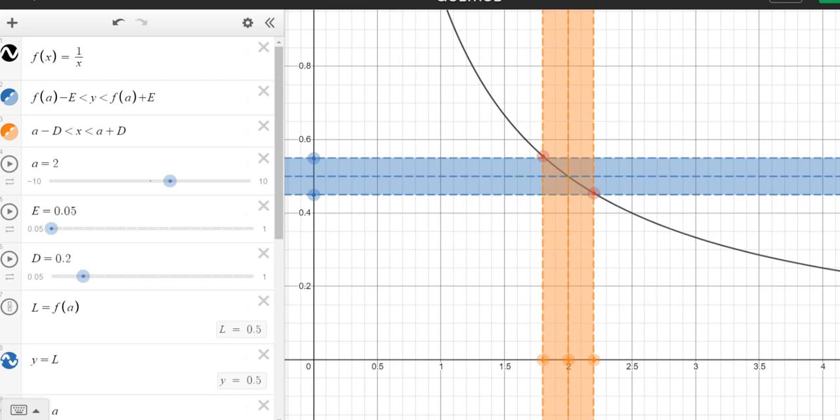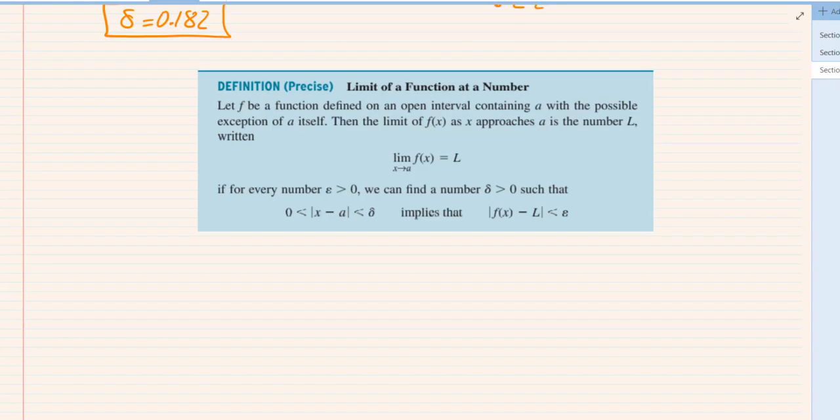explain that. So this is where we are, and this is now what we call the precise definition of a limit of a function at a number. I'm just going to read over this with you. So here we have a function. Let f be defined on an open interval containing a. Remember, a is the value that we are approaching, what x is approaching, and these are two-sided limits, by the way.